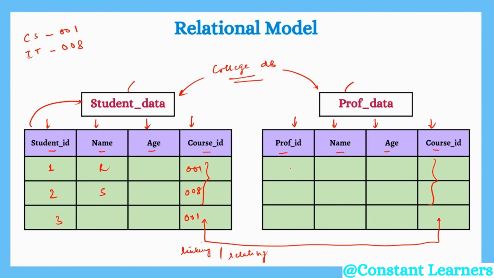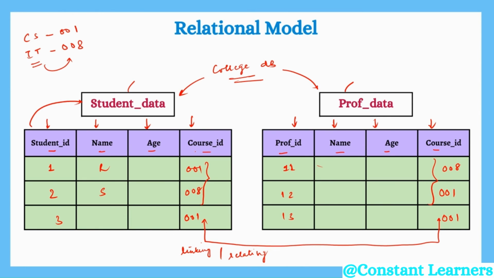Then let's say here we have the professor ID, 11, 12, and 13. This professor is teaching IT. So again, the course ID will be 008 because IT's course ID is 008. Let's say this professor is teaching computer science, so his course ID will be 001. Let's say this professor is also teaching computer science, so his ID will also be 001.